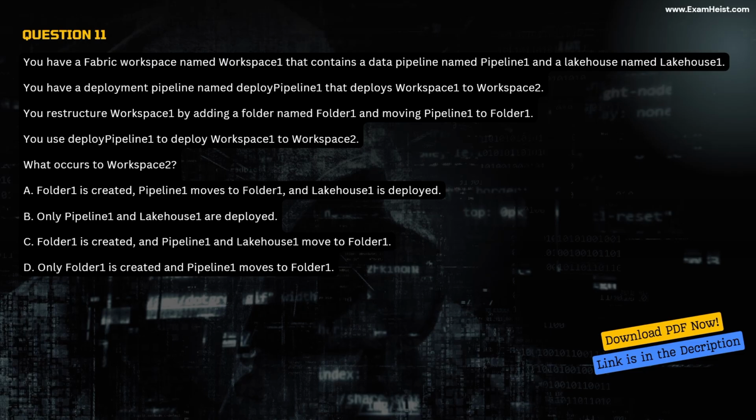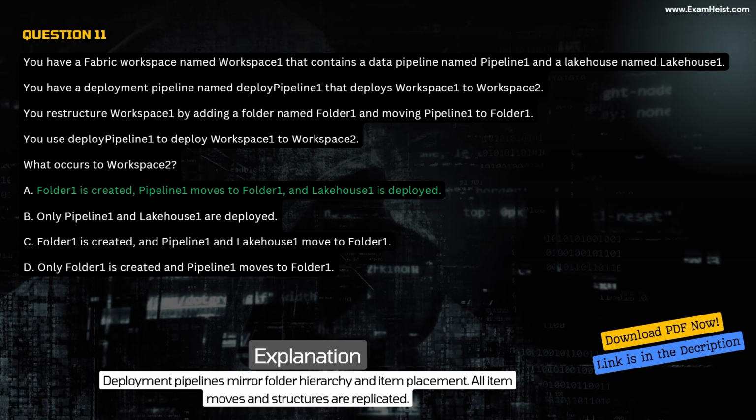A. Folder 1 is created, Pipeline 1 moves to Folder 1, and Lakehouse 1 is deployed. B. Only Pipeline 1 and Lakehouse 1 are deployed. C. Folder 1 is created, and Pipeline 1 and Lakehouse 1 move to Folder 1. D. Only Folder 1 is created and Pipeline 1 moves to Folder 1. Correct answer A. Explanation. Deployment pipelines mirror folder hierarchy and item placement. All item moves and structures are replicated.